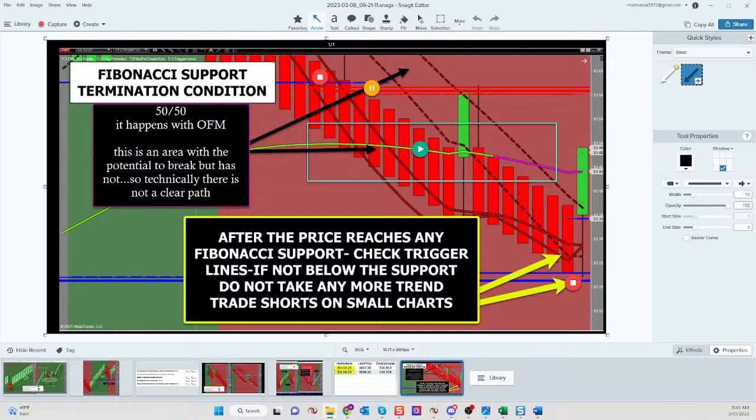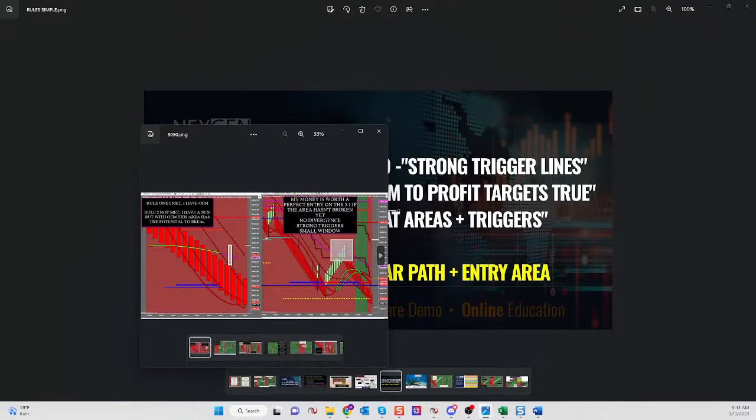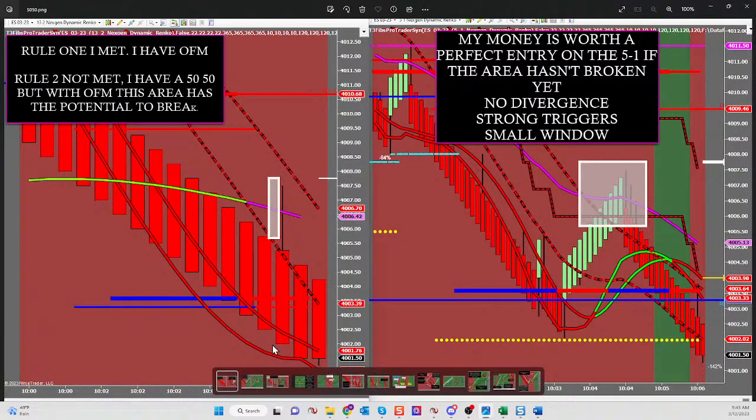So for me, and for new users, I find this being very helpful. When you have a 50-50, when you have an area with the potential to break, make sure that your 5-1 chart is perfect. Make sure that you have every advantage in place. No divergences, no losses of momentum. Strong trigger lines, smalls outside the large, and a very small window of opportunity.